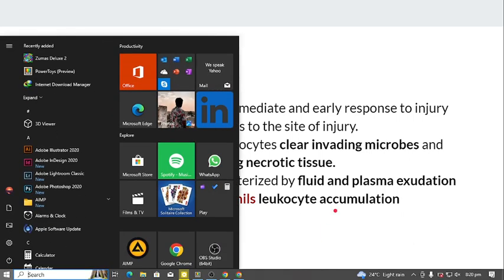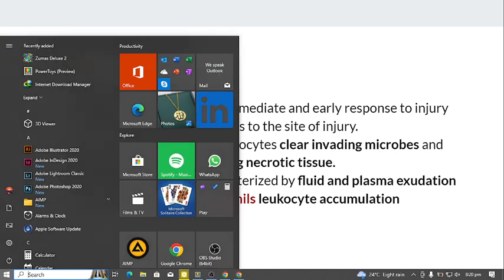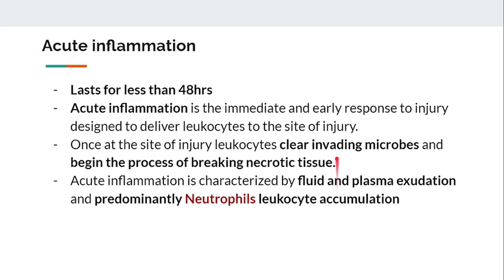Okay, I'm having a bit of issue with my battery. All right.